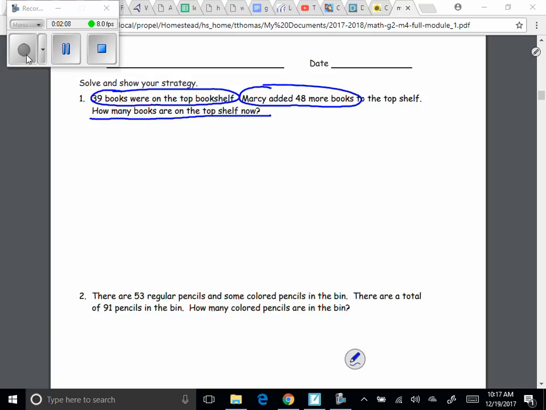So now I have the information. Now I need to decide what I want to do with it. If someone has books and they add more books, then I know my equation is going to be addition. So I'm going to write 39 plus 48 equals. It's only an equation if you have an equal sign after it. It's asking me how many, so of course I need to solve. So I'm going to make a picture.